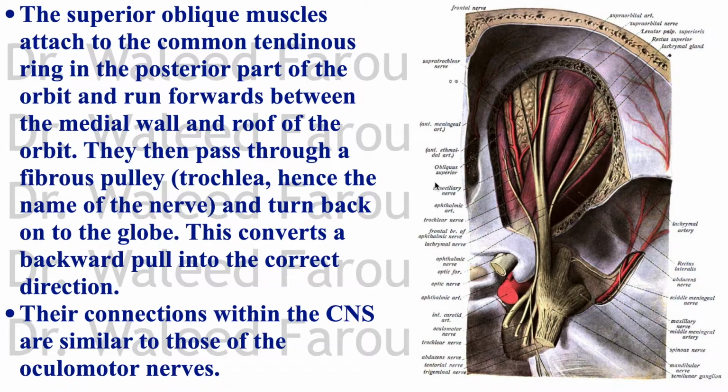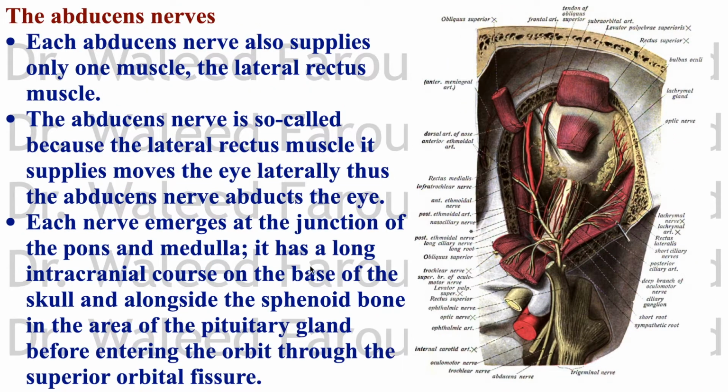The connections within the CNS are similar to those of the oculomotor nerves for the control of the eye movements. Each abducens nerve also supplies one muscle, which is the lateral rectus. You can see the abducens nerve here supplying the lateral rectus muscle. The abducens nerve acquired its name because it supplies the lateral rectus, which abducts the eye in its action, so that's why it's called abducens.